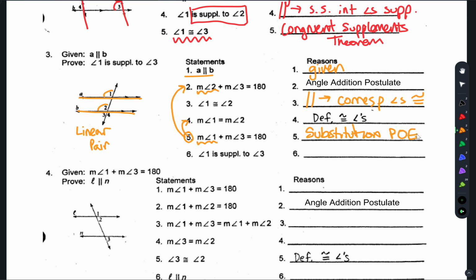Go ahead, Casper. Yep. Parallel lines imply same side exterior angles supplementary. One more reason that I could have used. Remember when we have a vocab word, what can I do? Caitlin? Perfect.